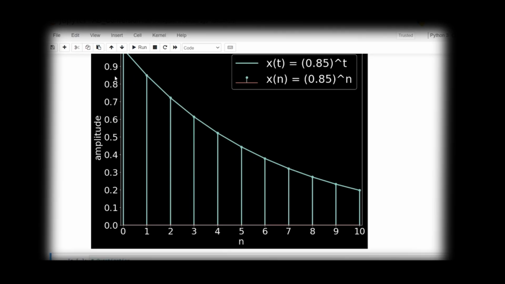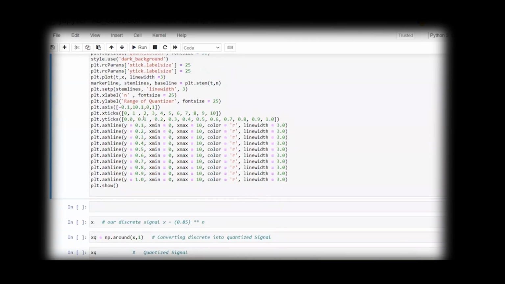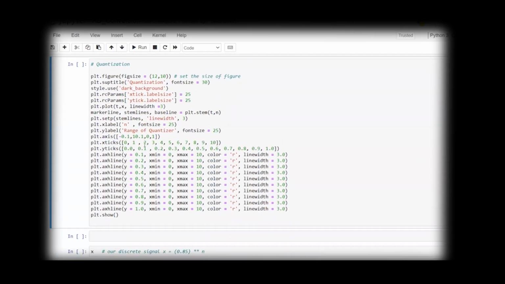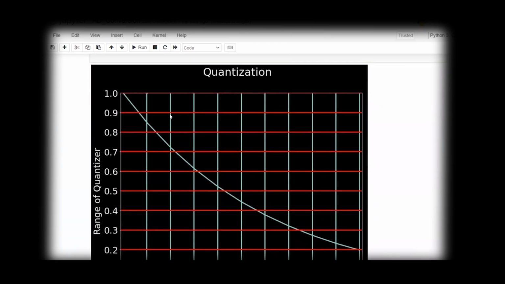From the previous lecture, we know that the next step in analog to digital conversion is quantization. The problem here is that in our discrete signal, the value at n equals 0 is 1. The value at n equals 1 is about 0.85. And at n equals 2, the value is a little below that. However, in quantization, we cannot allow arbitrary amplitude values because the quantization levels are fixed, such as 0.1, 0.2, and so on.